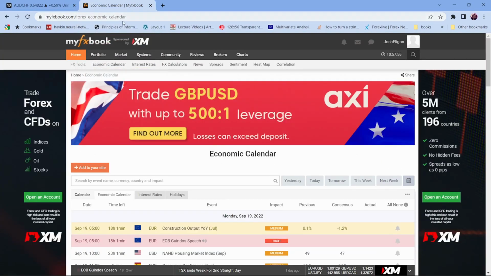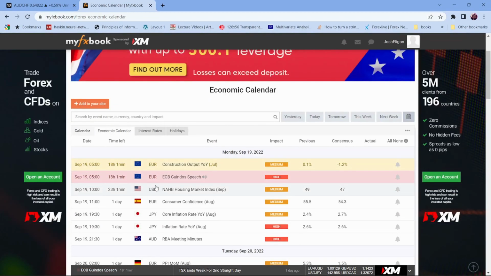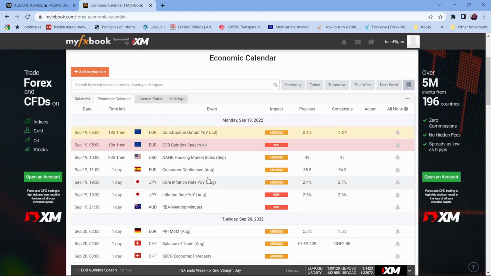If we just take a look here at the economic calendar, and I use my FX Book here, just to see some of the news events that we do have upcoming. As you can see, for Monday, we do have some ECB news, right? We have ECB Guindos' speech. So this is marked as a high impact news.